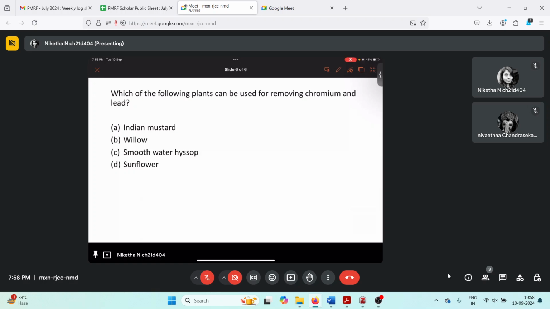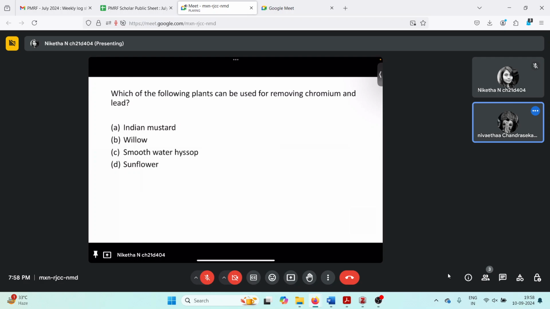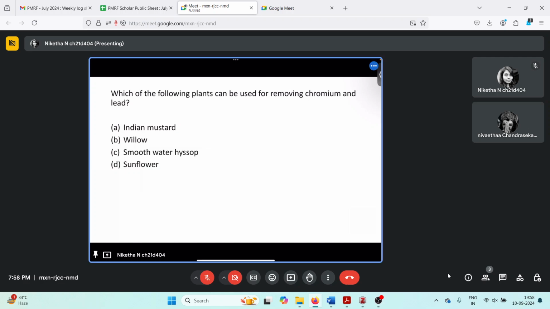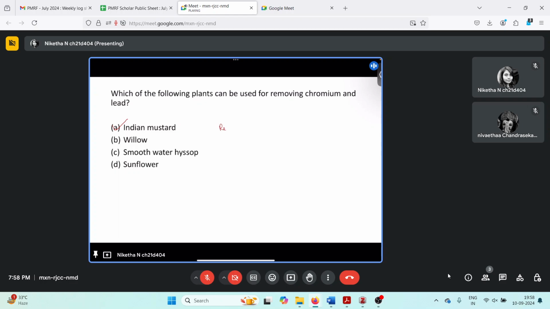Okay, last question. Which of the following plants can be used for removing chromium and lead? Ma'am, sunflower? No. No idea, ma'am. Okay, so the correct answer is Indian mustard. It can remove both chromium and lead from water.